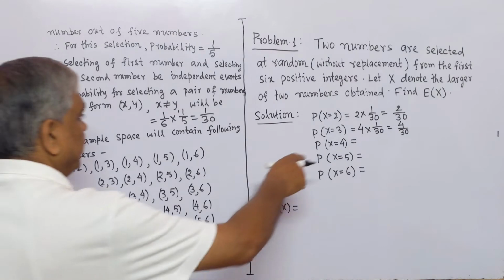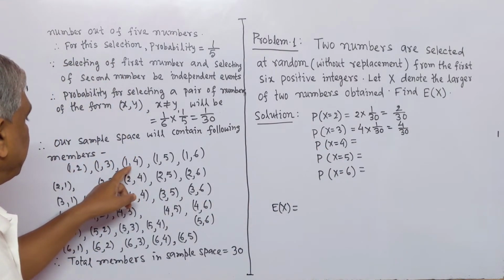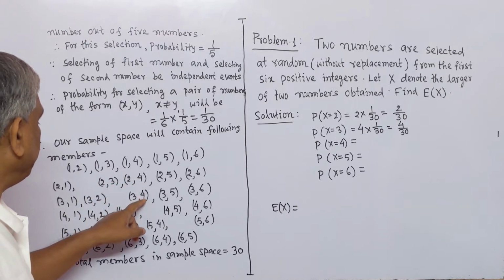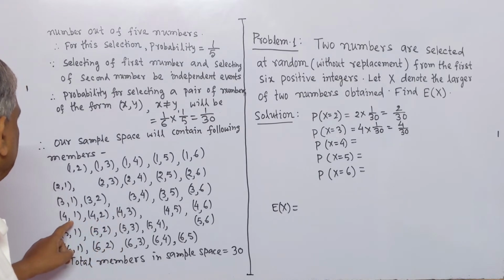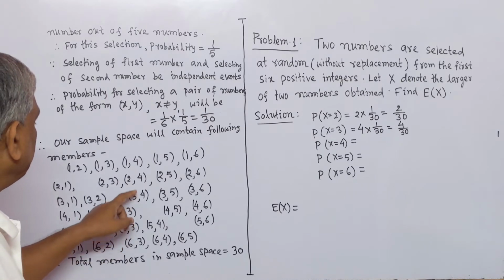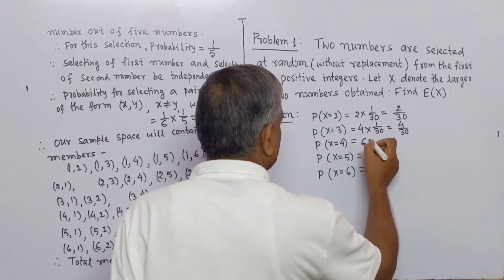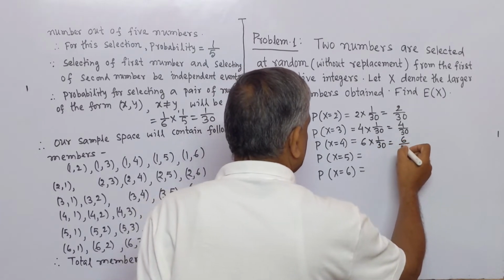Now the probability for X equal to 4, where the larger number is 4. Here (1, 4), the larger number is 4, and similarly for the other pairs, giving 1, 2, 3, 4, 5, 6 such pairs. So this probability will be 6 multiplied by 1 by 30, which is 6 by 30.